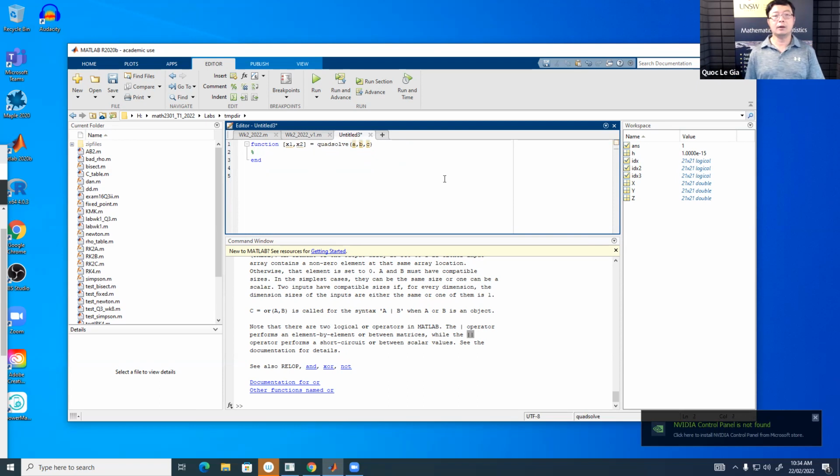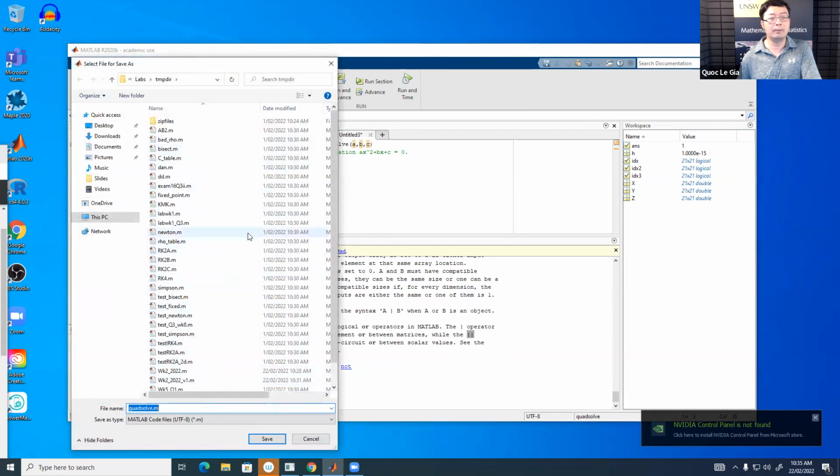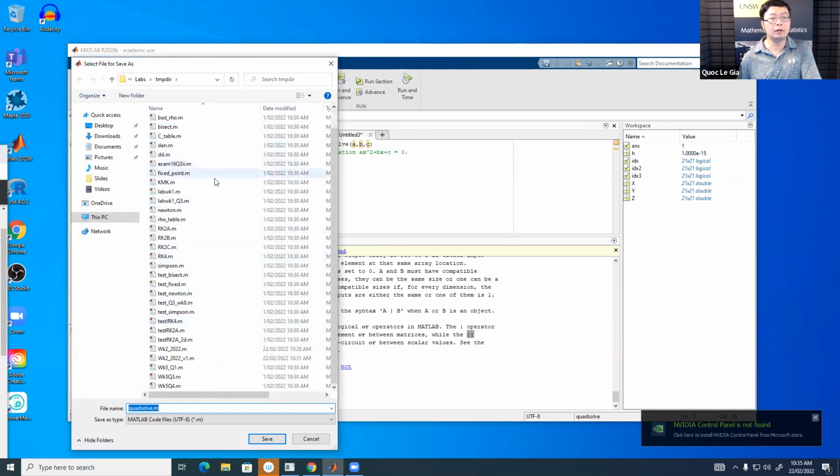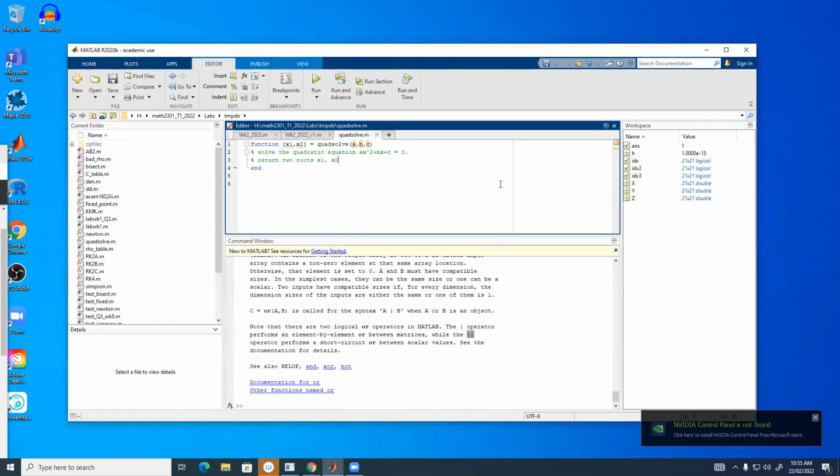So now you can say that this function solves the quadratic equation ax squared plus bx plus c equals 0, and returns the two roots, x1 and x2. So you give some description of how your function will work. When you save it, it recommends you save as quasolve.m. I don't have anything similar, so I just save quasolve.m.